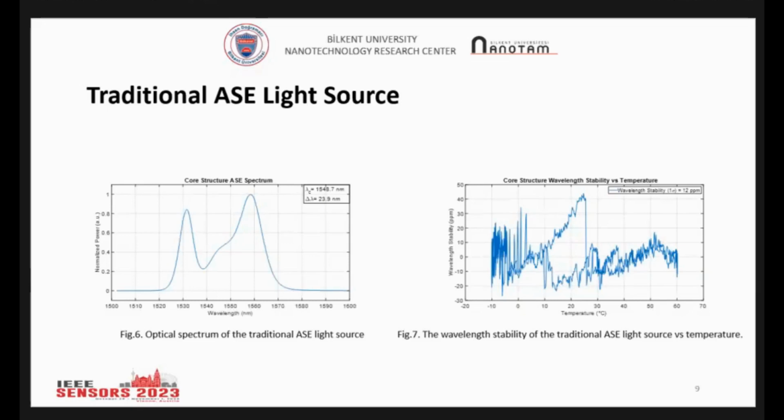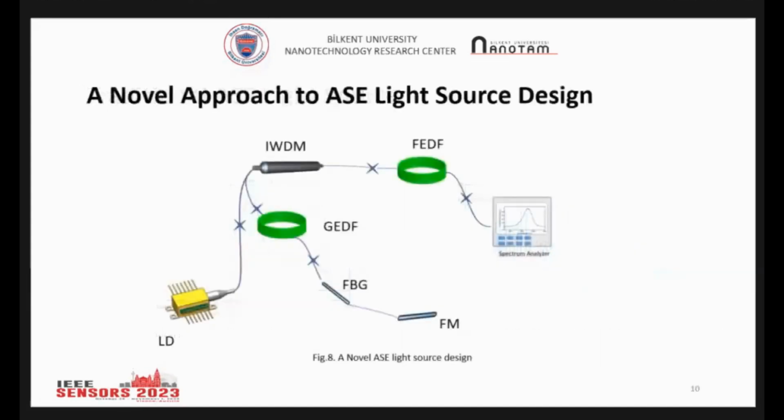For this configuration, we also conducted a temperature test. In the climatic cabin, we tested our ASE light source. In the temperature range of -10 to 60, we got 12 parts per million (ppm) wavelength stability. In later work, we enhanced this wavelength stability. But how we did it, I will explain now.